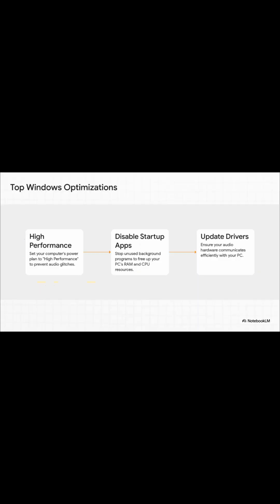You know, a few simple tweaks can make a huge difference in your computer's performance. For all you Windows users, setting your power plan to high performance is a total game changer. It stops your computer from slowing down your CPU, which gets rid of those super annoying audio glitches. While you're at it, just disable any startup apps you don't need. It's such a quick way to free up resources. And finally, always keep your drivers updated. It's like a tune-up that makes sure all your gear is communicating perfectly.